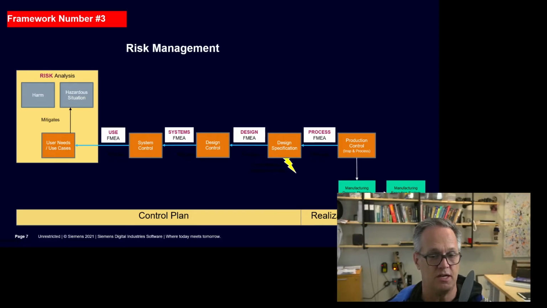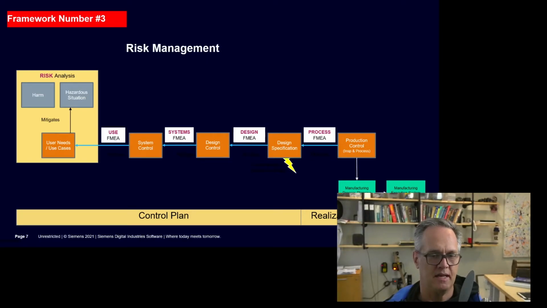This is our causal chain analysis that assures that we've looked at everything in the process to be sure that we're controlling the occurrence of that hazardous situation. Now, one of the reasons to do this process is that each one of these FMEAs have an occurrence associated with them and the risk analysis.